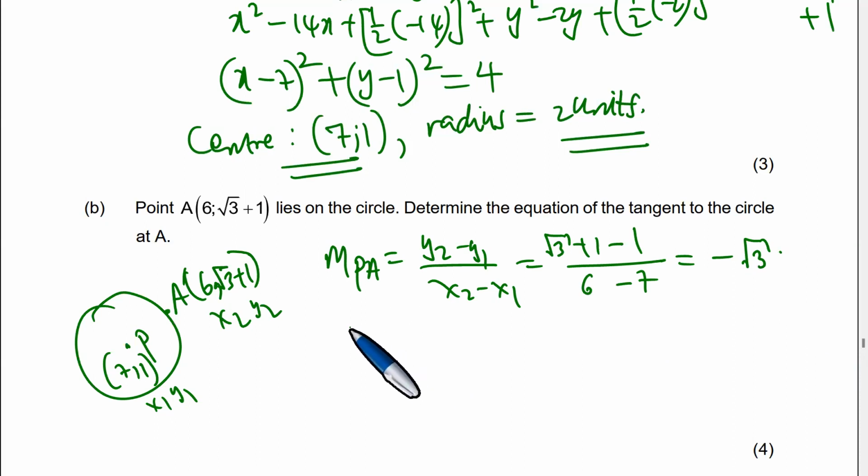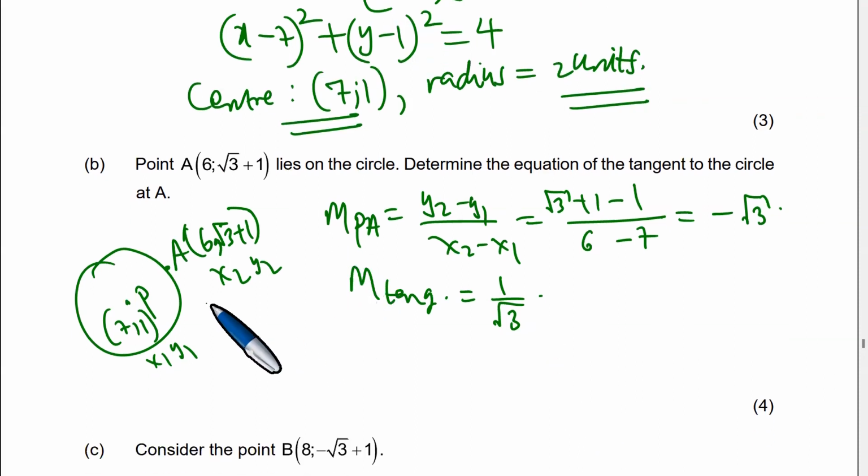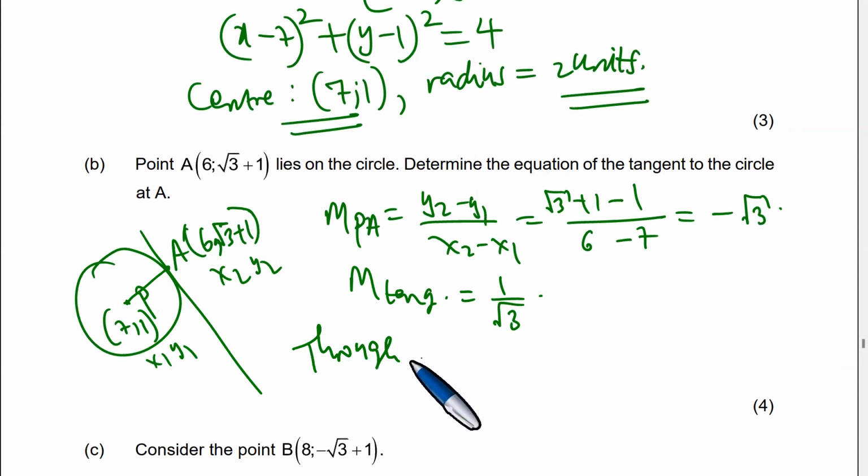So that the gradient of the tangent, because of this, must be the opposite of this in sign, so it's positive, but also the reciprocal. So now to find the equation of the tangent, it touches the circle at one point, but the tangent surely would pass through a point. It passes through these 6 and the square root of 3, 1.